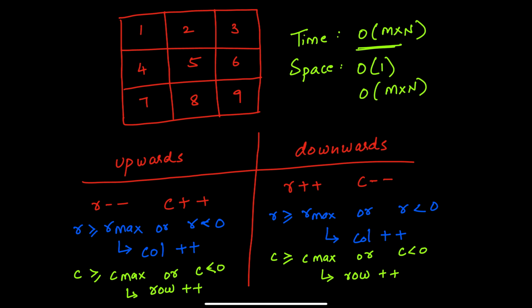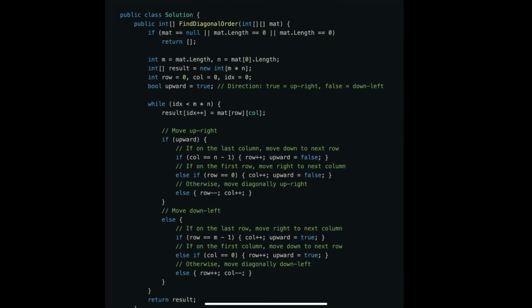Let me show you how we can implement this using C#. In this C# implementation, I have added a validation to make sure that the matrix is not null and it contains at least one row. After that, I have initialized a few variables that will be used as pointers for row and column and an integer array result. After that, I am starting a while loop until the index pointer is less than the size of the matrix. Inside the while loop, I am saving the value in this matrix that is pointed by the row and column into the results array.